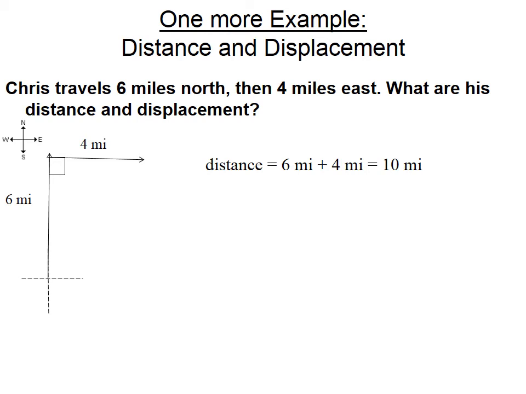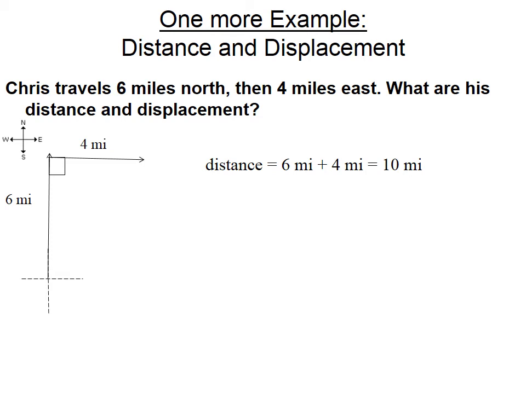Well, distance is how far total Chris travels. So he goes 6 miles plus 4 miles, giving him a total of 10 miles. So his distance would be 10 miles. But how do we figure out the displacement?